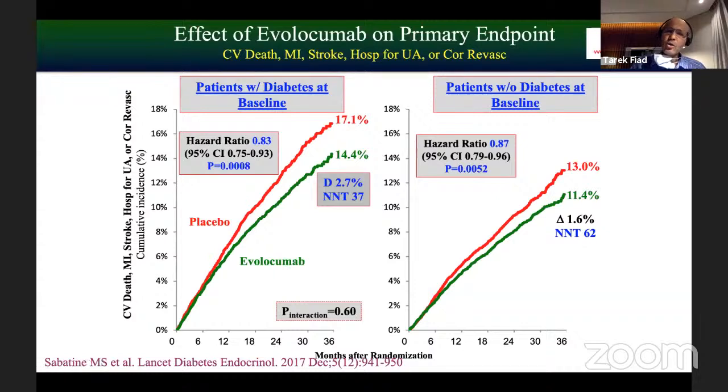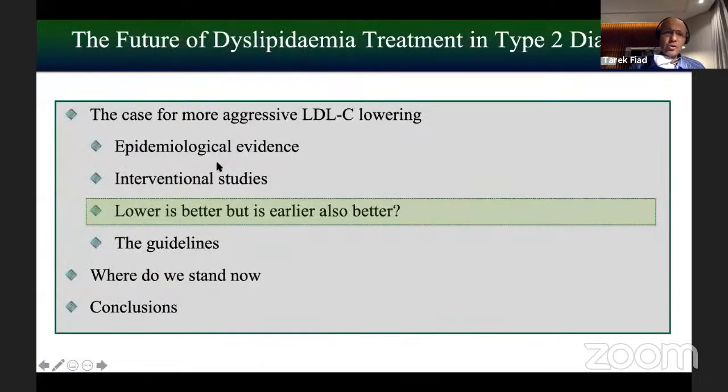So why is that? Dr. Underberg told us clearly why: because diabetes is a very high risk group, and when you give the treatment to a very high risk group, the number needed to treat is less. This is the simple answer to that. So people with diabetes responded very well to the treatment indeed. The next question is, lower is better, but is earlier intervention also better?